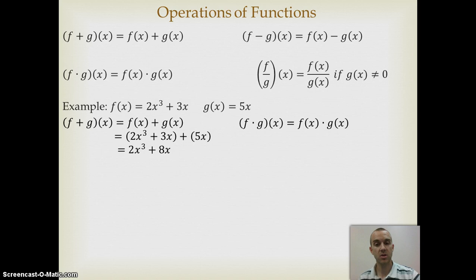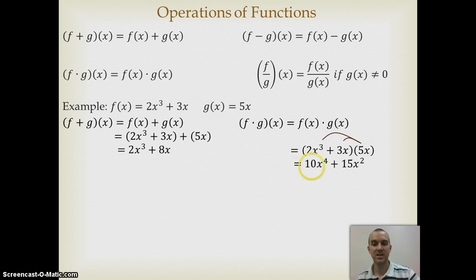Now say I want to look at multiplication. I would literally multiply these 2 functions. Now just pay attention to the fact that I have a single term and I need to distribute it to both terms in the other expression. So I'm going to distribute the 5x to both terms, and that's going to give me 10x to the 4th and 15x squared. So f times g of x is going to give me 10x to the 4th plus 15x squared.